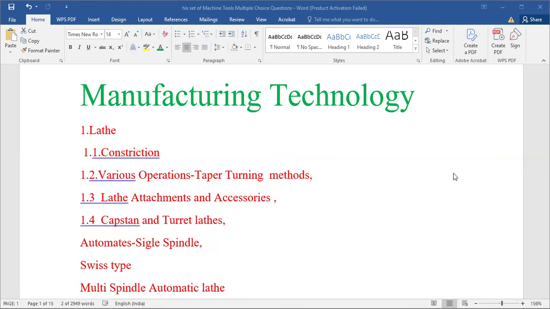Next, I will go for counter boring, and there are so many operations covered by the lathe. Next, lathe attachments and accessories. There are so many lathe attachments, like magnetic chuck and tool post supporting devices. These are used as lathe attachments and accessories. Next, capstan and turret lathe, where multiple operations are done at a time. Next you have automats: single spindle, Swiss type, multi-spindle automatic lathe.